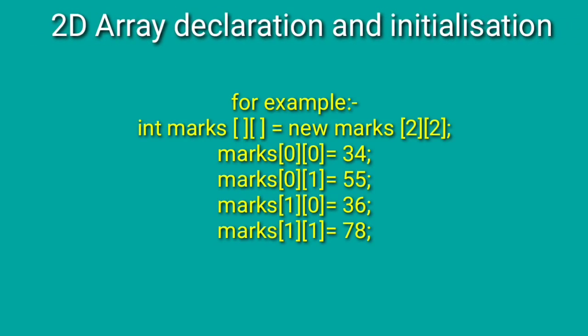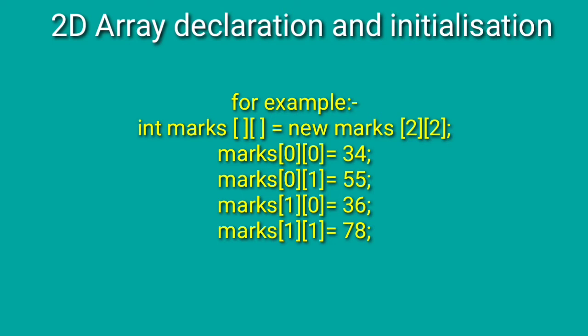Now here we have the 2D array declaration and initialization. For example, a 2 by 2 array is created here, and you want to initialize the elements. So the first element will be at [0][0], that is 34. So 0 means the 0 row, and the next 0 means the 0 column. So the first element is this.